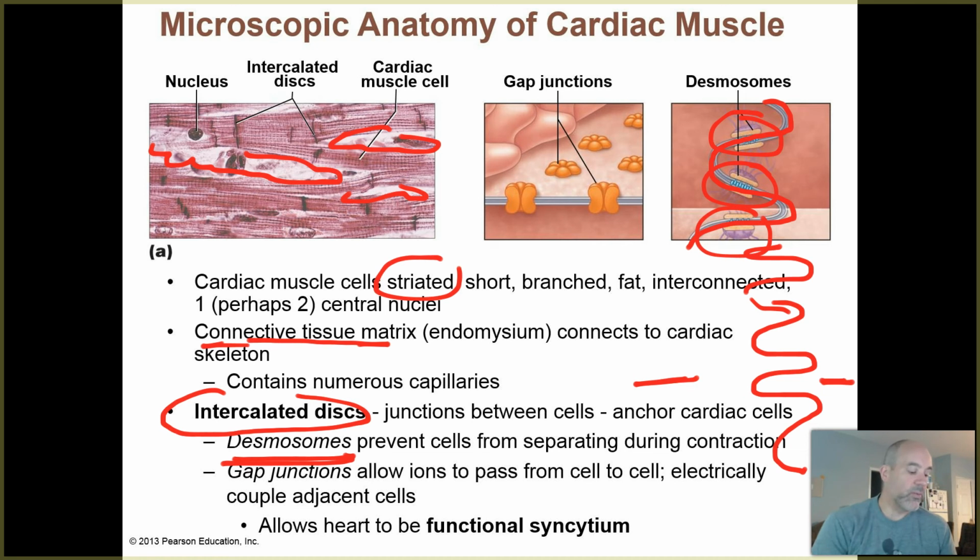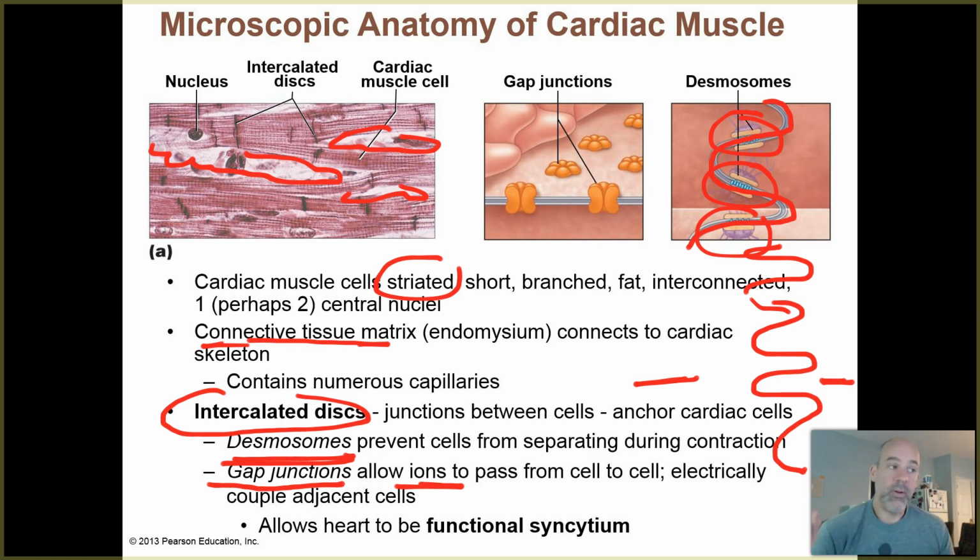And then the other feature that's really important are the gap junctions, and those are pores that exist between individual cardiac muscle cells. And what those do, they provide pores through which ions can pass from cell to cell.